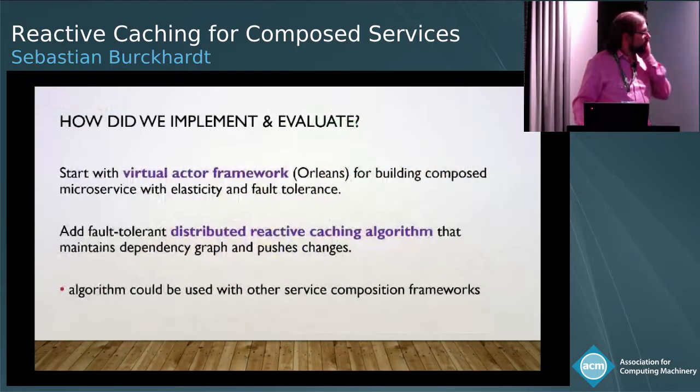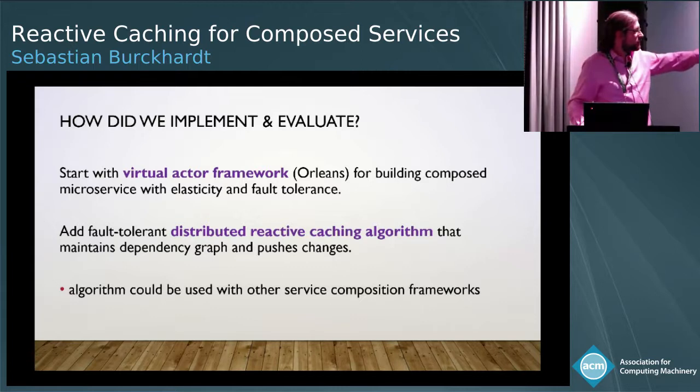Now, how do we implement this? We started with the virtual actor framework, which is the Orleans project. So we have a framework to pin this on. We need to put this into a framework. Otherwise, we don't know what are calls, what are responses. But you could put this into other frameworks.